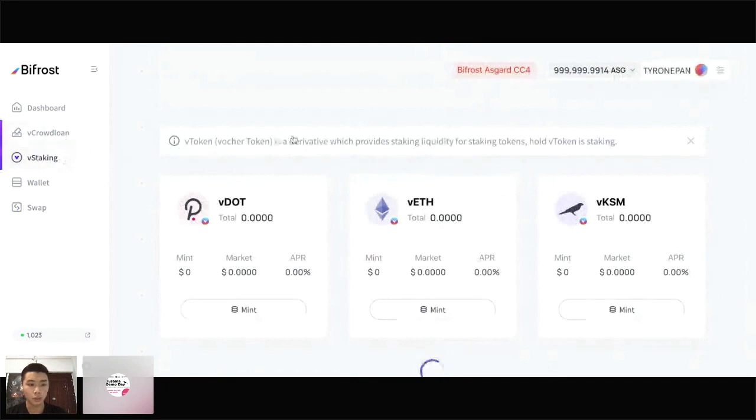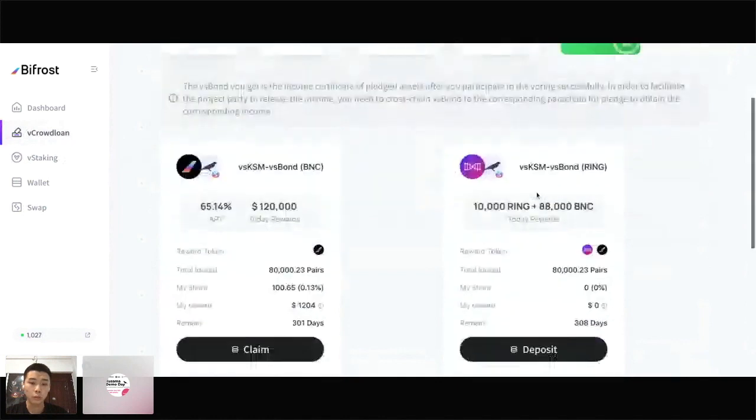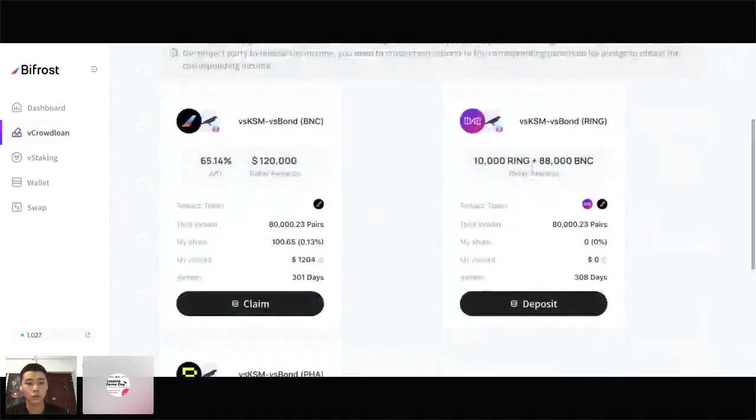And a more interesting thing is that we can do farming for the project. Maybe you want to contribute for Bifrost or for others such as Darwinia, and if Bifrost supports it, we will have both rewards, BNC and RING together. So if you lock your VS Kusama and VS Bond, where VS Bond represents that you actually contributed for Darwinia, you can get the reward from Bifrost and Darwinia.